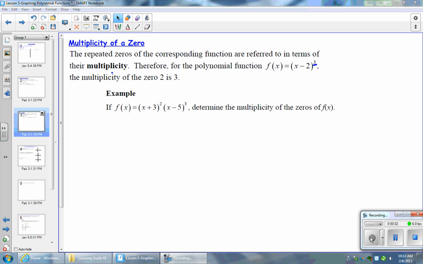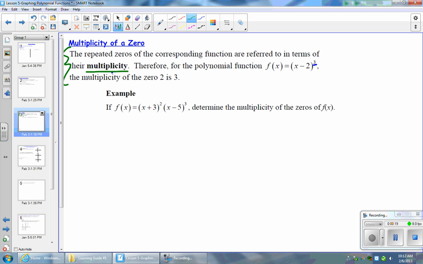In this lesson, I'm going to teach you about what a multiplicity of a zero is. So let's start with the definition that I have up top here. The repeated zeros of the corresponding function are referred to in terms of their multiplicity. So that is the definition there.